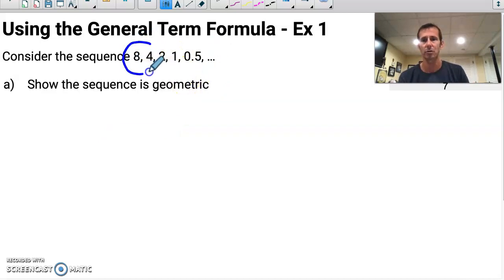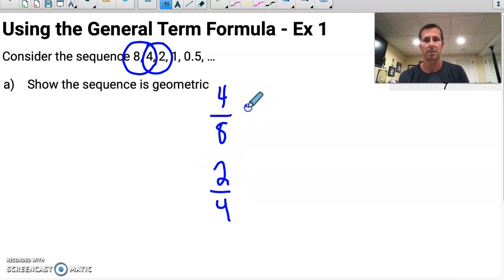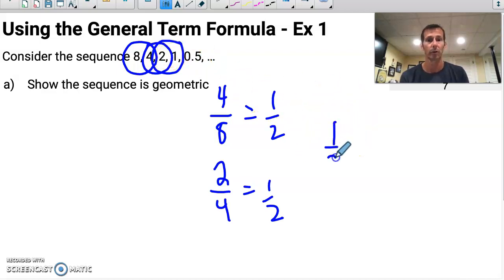To do that, I have to show that every pair of consecutive ratios is equal. So 4 comes after 8. Then I have to look at 2 and 4. 2 comes after 4, and this equals a half. This equals a half. And then I've got to look at these two. I'm making a bunch of lovely circles up here. Now that actually is just 1 over 2. So far, 1, 2, 3 work.